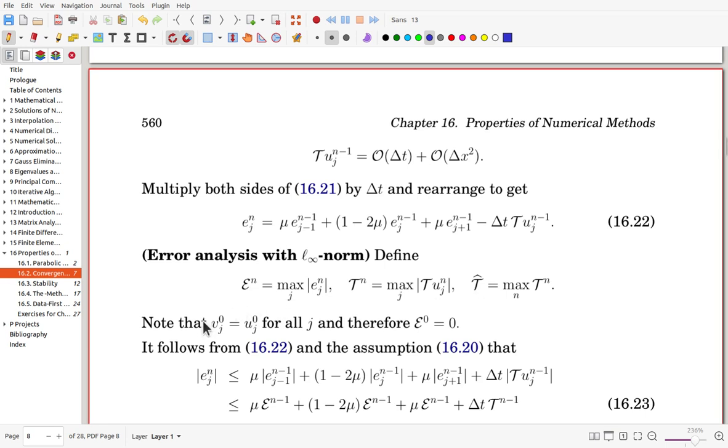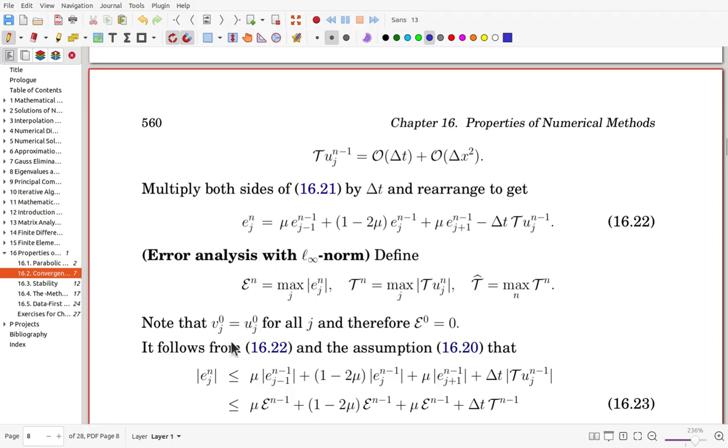We also have to notice that in the beginning there's no error because we use the given initial value. So here E^0 must be 0. Now we have defined some terms, and we will use those terms in our analysis.